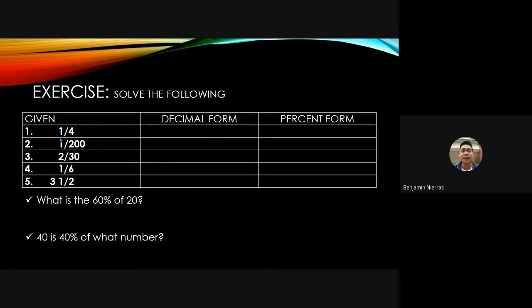If you don't have any questions, just do the exercise below. Solve the following given fractions, 1, 2, 3, 4, 5. For every given fraction, we are looking for the decimal form of it and then the percent form. So every given fraction has 2 points. And I already added the bonus questions below. What is 60% of 20? And 40 is 40% of what number? These are just my bonus questions.